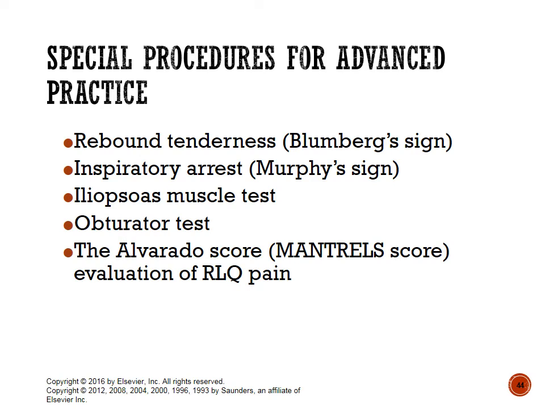The other one that we do sometimes is Murphy's sign. Normally palpating the liver doesn't have any pain. But if we have someone with cholecystitis or a gallbladder issue, if we hold our fingers under that liver border and they take a deep breath, that may elicit pain if we're having gallbladder issues. The other exams on here we do not use, the iliopsoas muscle test and the obturator test. This is a patient moving their legs, and of course that's going to elicit abdominal pain if they've got something going on there.